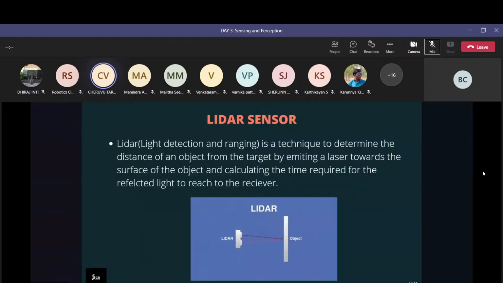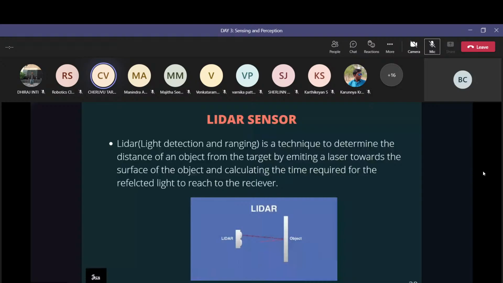So you have the speed of light, 3 into 10 to the power 8 meters per second, and then you have the time taken. After emitting, you keep track of the time, after how much time that particular ray is getting reflected back and received by the LiDAR. That time difference, and then the speed, with the use of the distance, speed, time relation, v equals s by t, where speed equals distance by time. So distance equals speed into time.